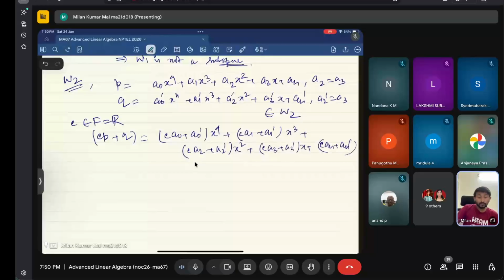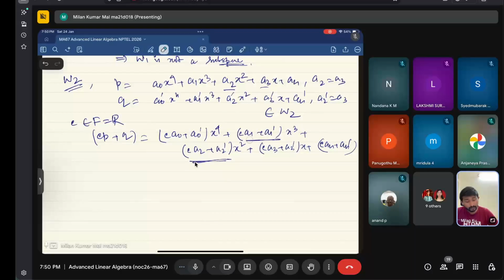But I have to check whether this is in W2 or not. So for that, what is the condition we need? That the coefficient of x^2 and the coefficient of x are the same. This is the standing condition to be an element in W2, that A2 equals A3.